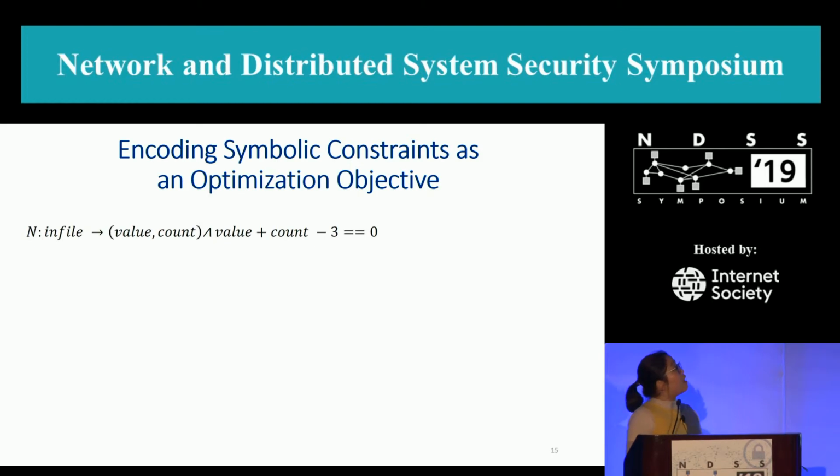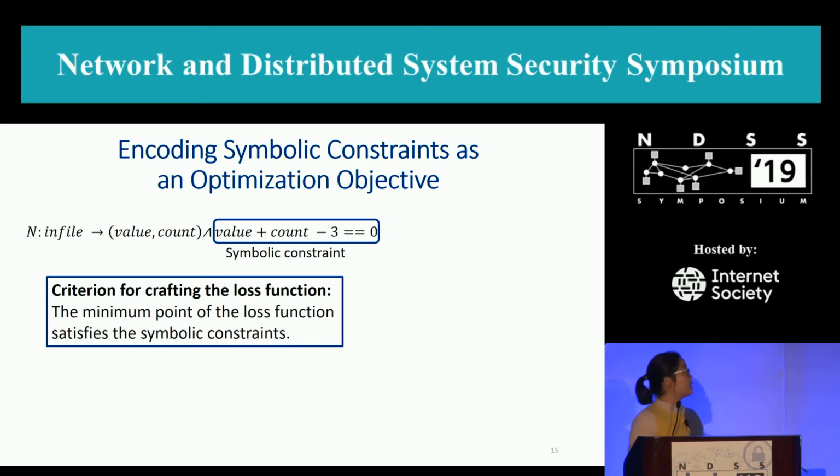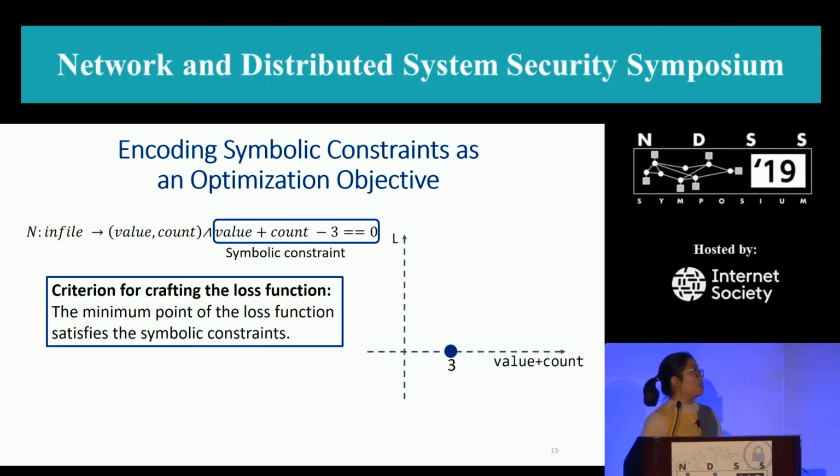So how can we encode a symbolic constraint as the optimization objective of neural nets? Let's look at these mixed constraints that we have before. Here we have one symbolic constraint, value plus count minus 3 is equal to 0. In order to generate a proper optimization objective, we need to satisfy one criterion, which is that the minimum point of the loss function that we generate has to satisfy the symbolic constraints, which means for this case, the minimum point of the loss function should be where value plus count is equal to 3.